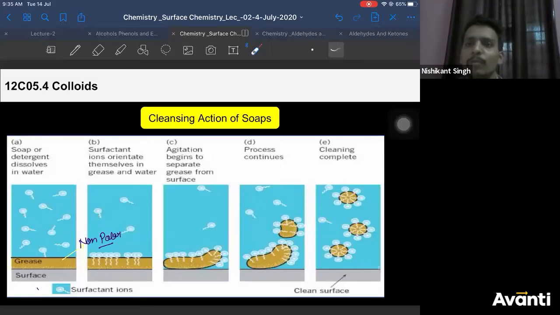This soap and detergent part will come in the last chapter, Chemistry in Real Life, again. So right now I'm discussing only the cleansing action of soap. Detergents I'm not touching, because it will again come with cationic detergents and anionic detergents. All those things will come in Chemistry in Real Life.